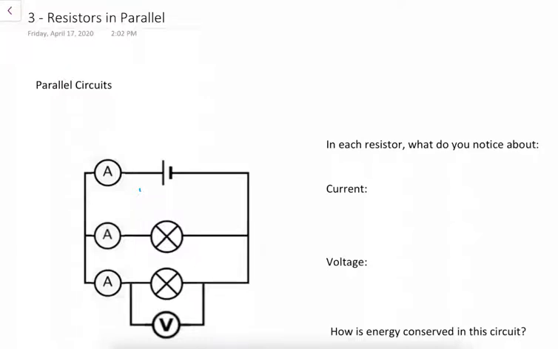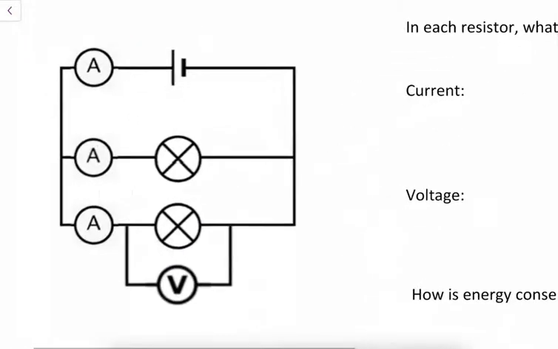Hey class, this is a continuation video where we're going to look at resistors in parallel, where in the last video we looked at resistors in series. I have an example circuit where we have two branches with two different lamps. I'm including the ammeter and voltmeter because we know that that's how they are connected now.